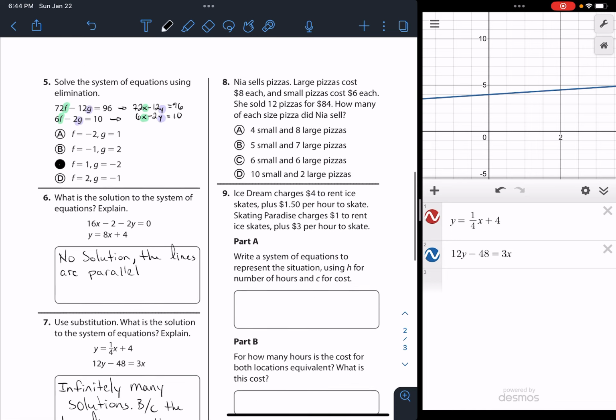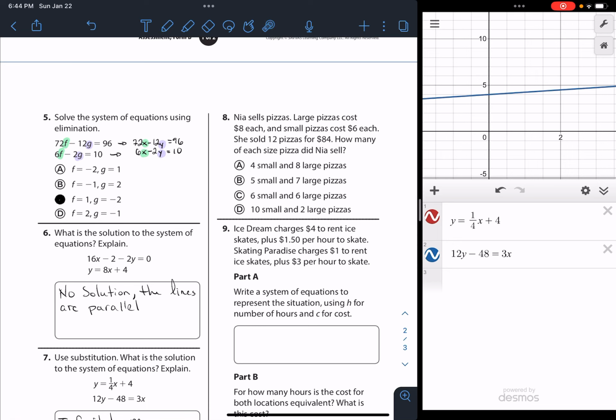Number 8. Nia sells pizzas. Large pizzas cost $8 each, and small pizzas cost $6 each. She sold 12 pizzas for $84. How many of each size pizza did Nia sell? Okay, this is the hard part. It's probably one of the harder questions on the test. So what we need to do is write two equations based off of this information, take those two equations, go graph them in the Desmos graphing calculator, and wherever they intersect, that's our answer.